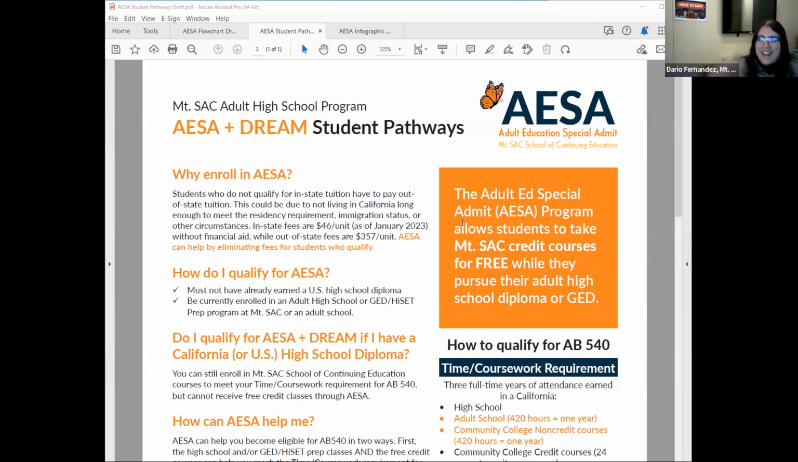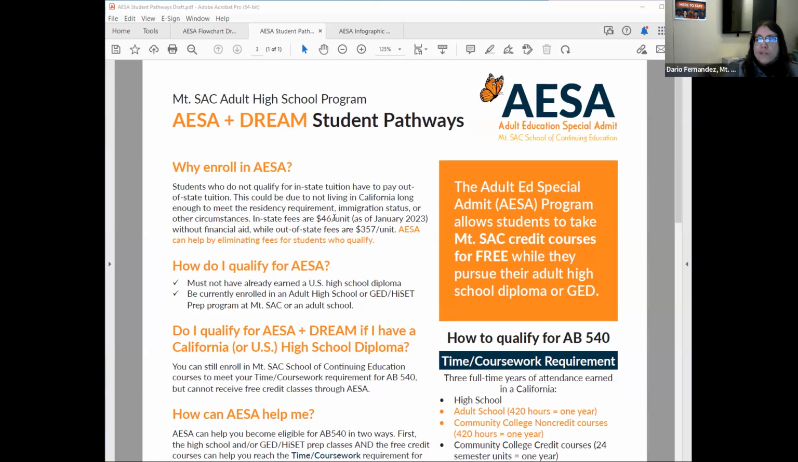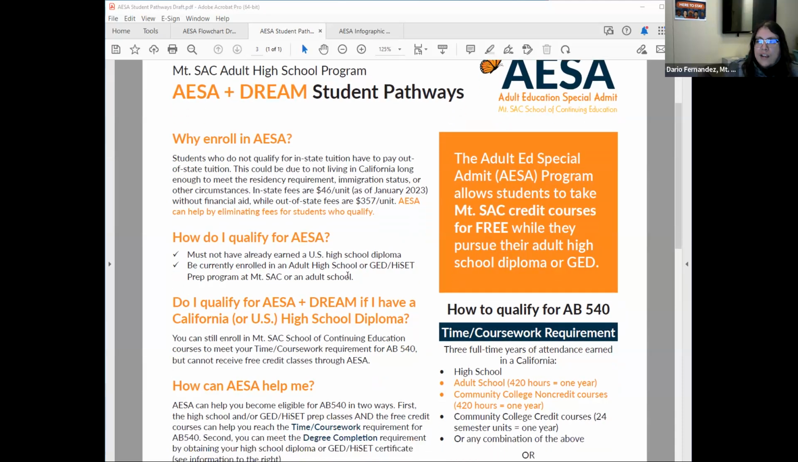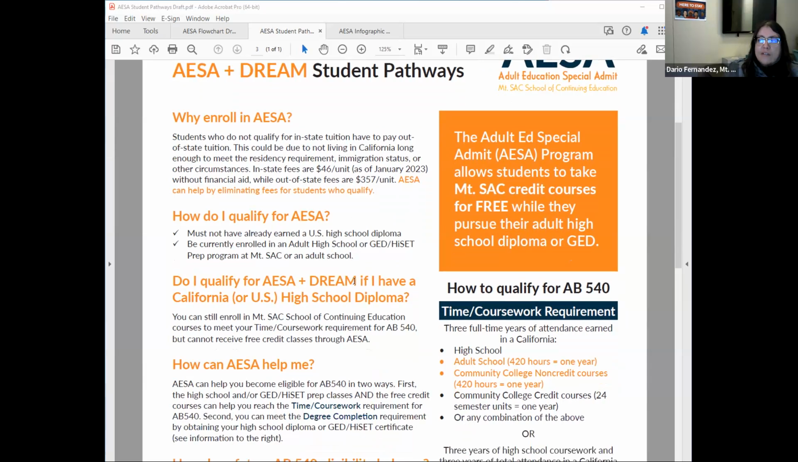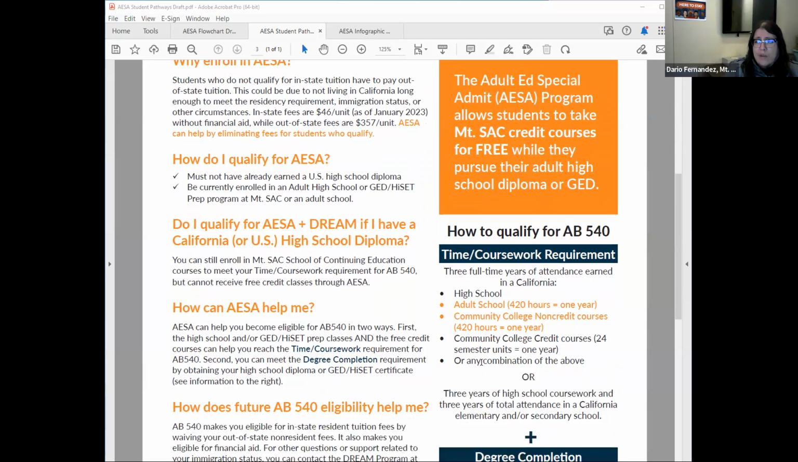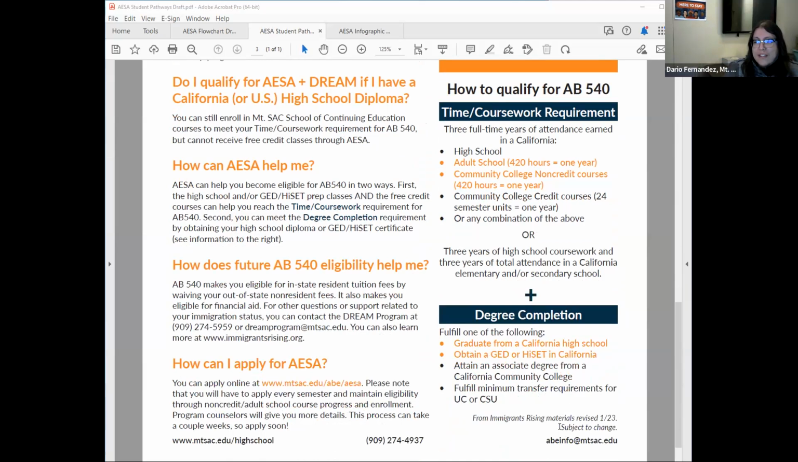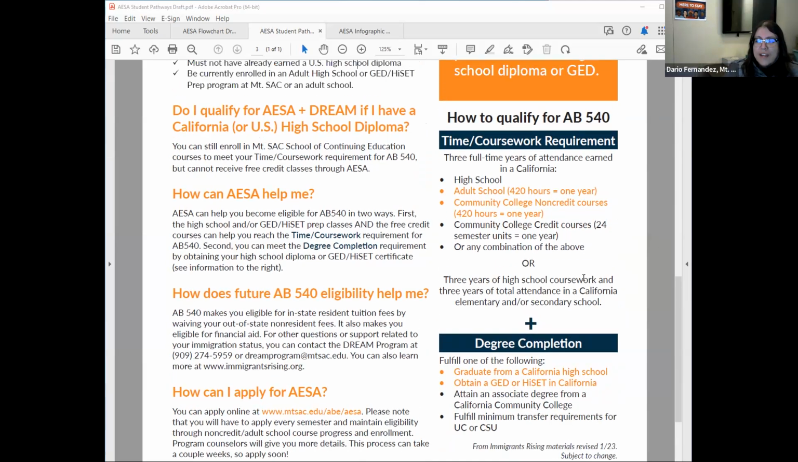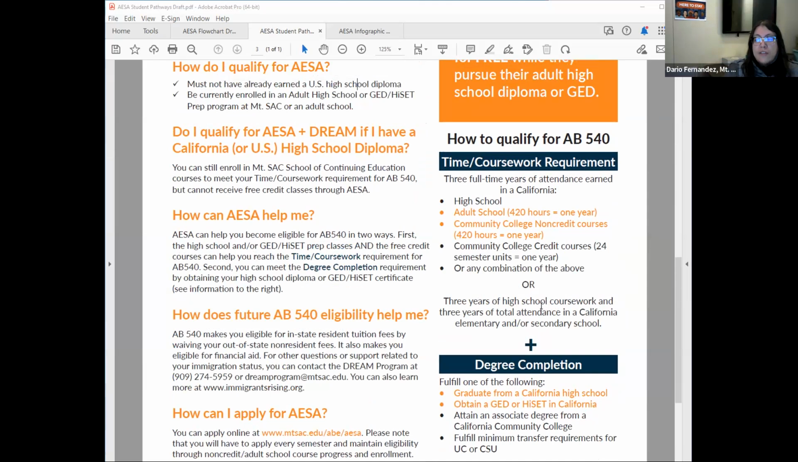For us to make sense and have a quick reference guide. Really breaking down why the adult special admit program is a great pathway for some of our undocumented students. And really understanding the eligibility criteria, what happens if you already have a high school diploma. These were all informed by the common questions that we were seeing in student scenarios, and also some of the questions that we were getting from students, right? We plugged in the wonderful information from the Immigrants Rising materials, right, around AB 540, just to make sure that we're mirroring and using the information that's already there.